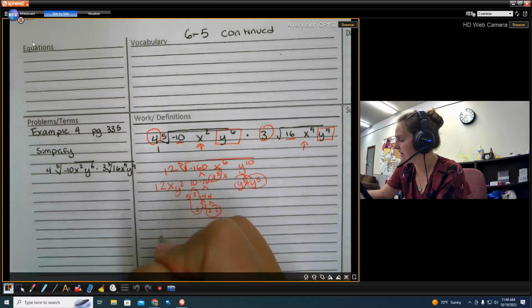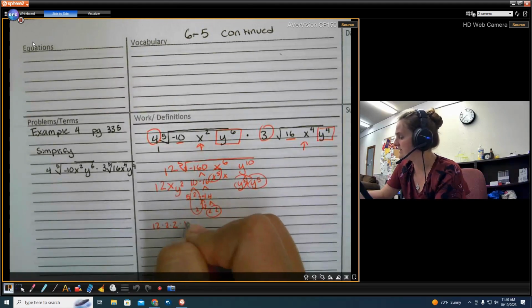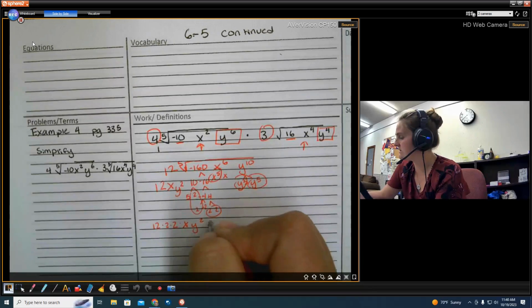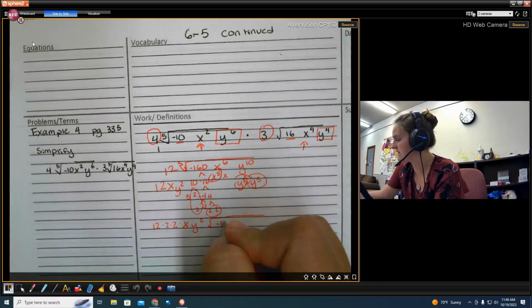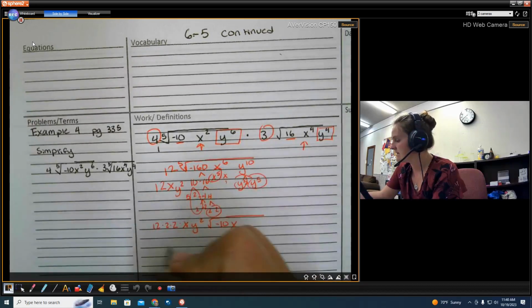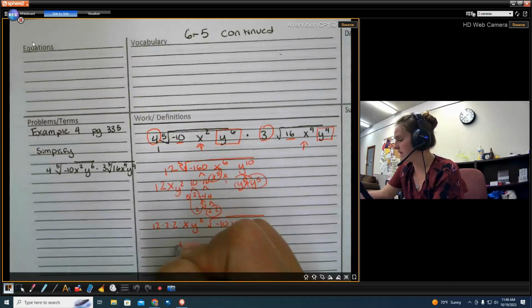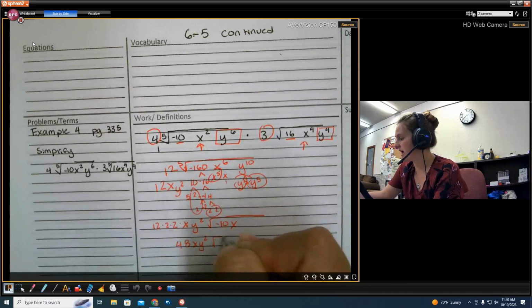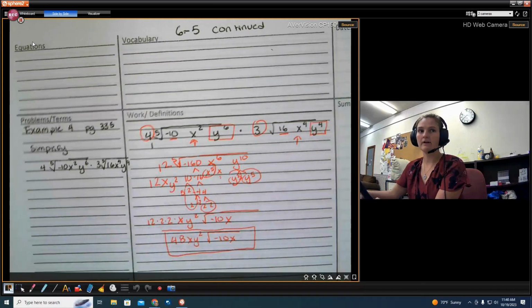So 2 times 2 out here. So 12 times 2 times 2 times x times y squared. And then I need to write everything that got left in the radical. So my 5 and my negative 2, so negative 10. And I also have one x left over, and then there's no y's. So to simplify this, we would have 48x y squared radical negative 10x. All right.